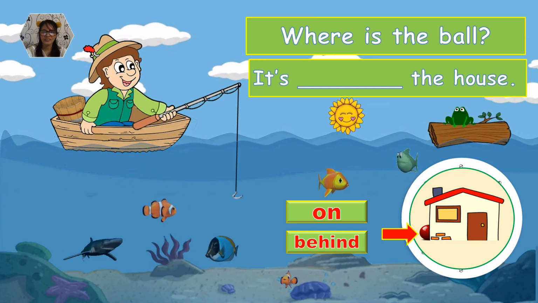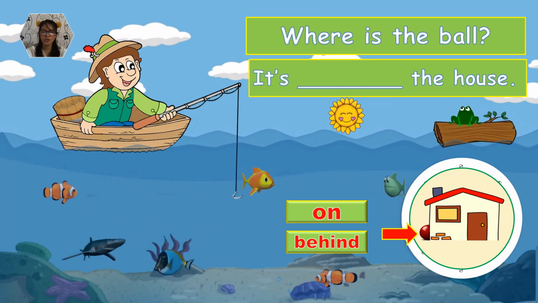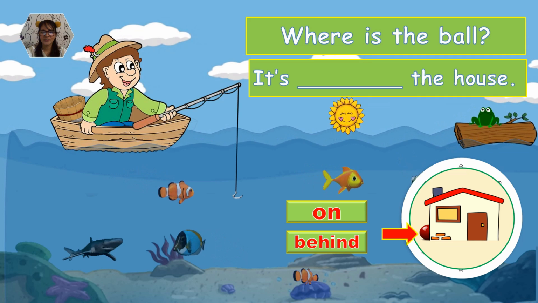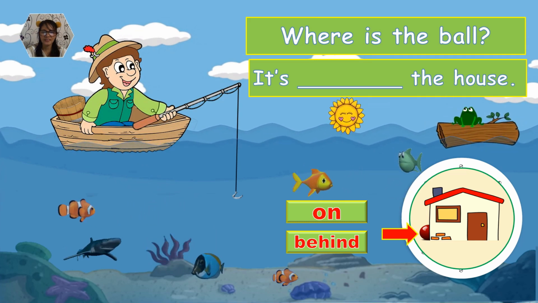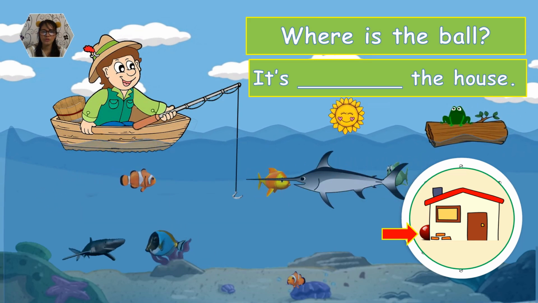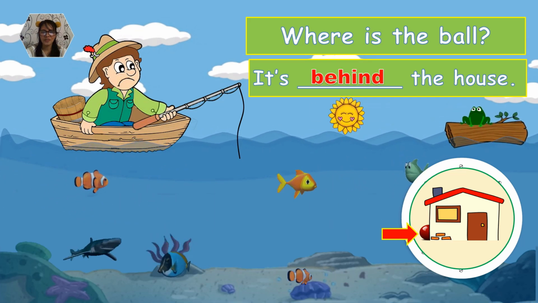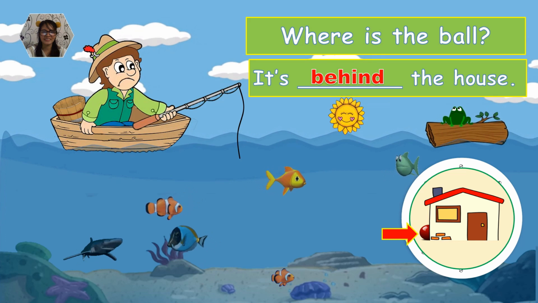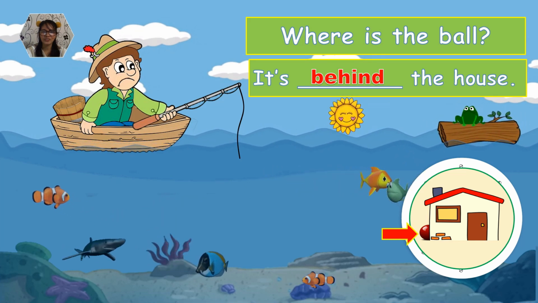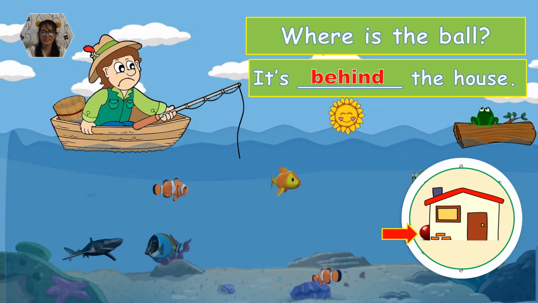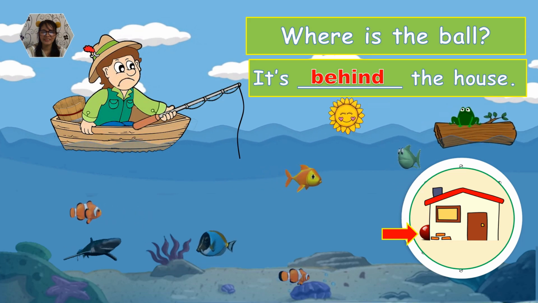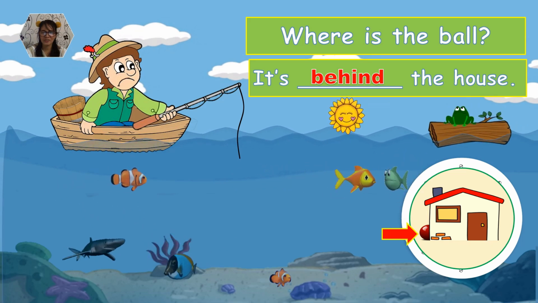Where is the ball? What's your answer, kids? Is it on or behind? On is your answer. Let's see. Oh no! Oh no! And the answer is behind. Now it's your turn, kids. Where is the ball? It's behind the house. Very good.